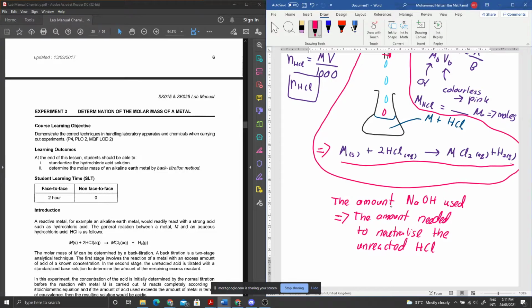Obviously there is more, right? So this is excess. So there is some extra. So how do we find the molar mass of the metal? Okay, it is by using back titration. So the process of back titration is you titrate to see how much NaOH is needed to neutralize the HCl that did not react with the metal.